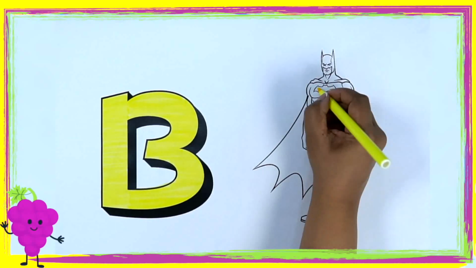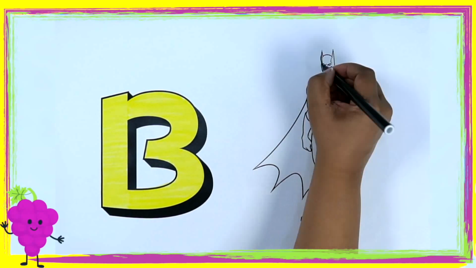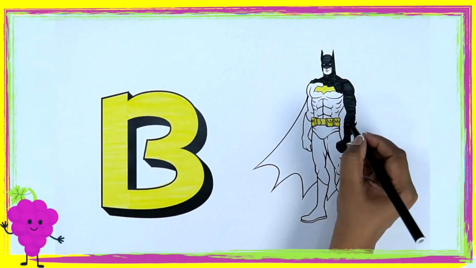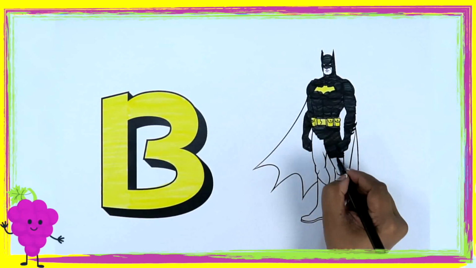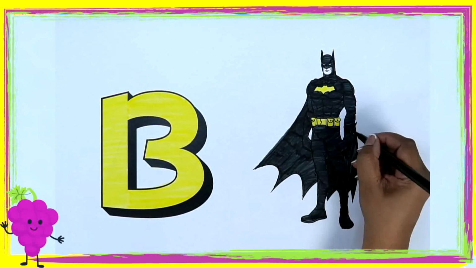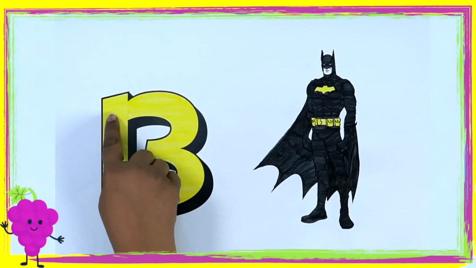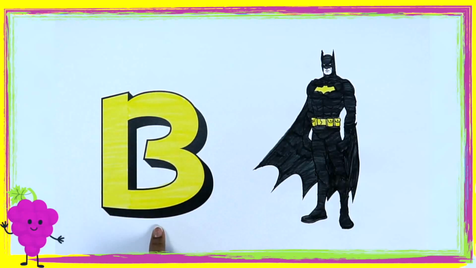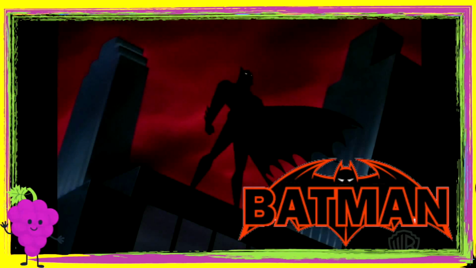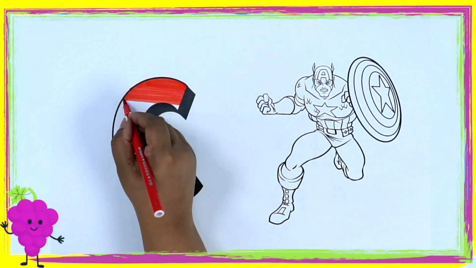B. Let's color the mutant. Batman. B for Batman. This is Batman. Let's color the alphabet C and learn what mutant comes from it.